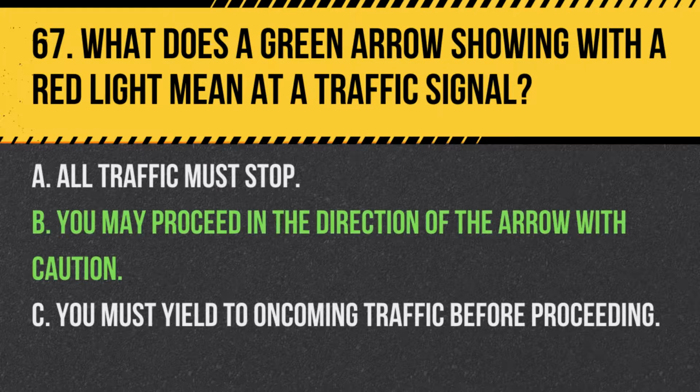Answer. B. You may proceed in the direction of the arrow with caution. The green arrow allows movement in its direction, despite the red light.